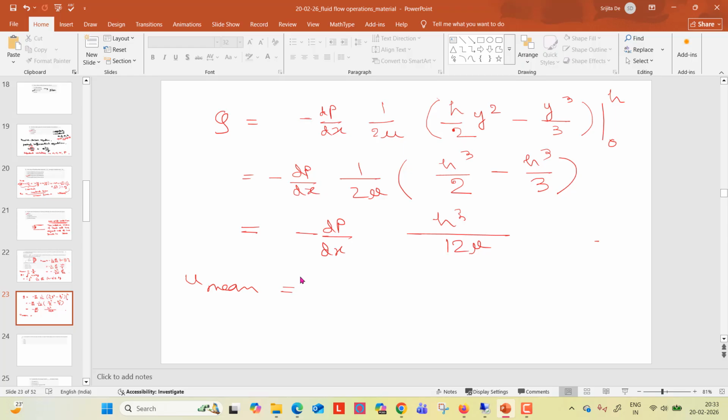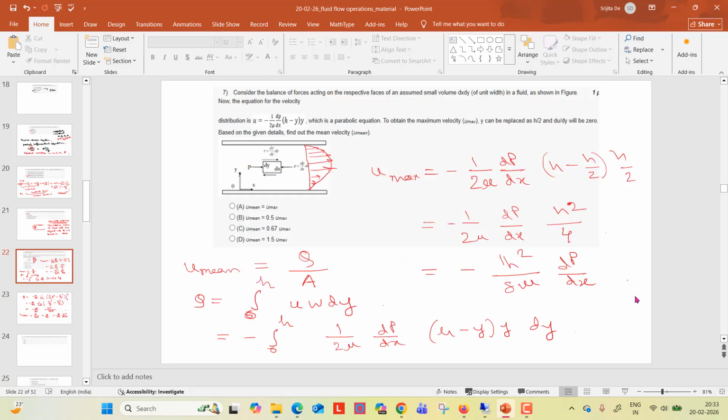A is this area. So q by area is w into h. W is the width, and we know that w is unity, so we will be ignoring that. So it is nothing but q by h. So it will be minus dp dx h square by 12 mu. So this is your u mean, and u max is coming as minus dp dx h square by 8 mu.